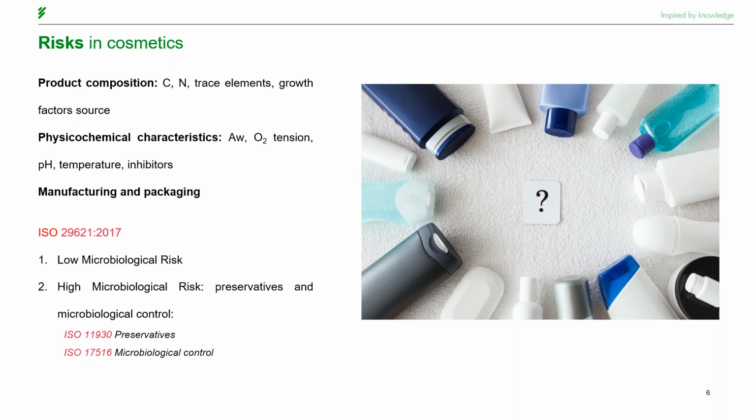So we have that according to ISO 29621, some low risk products identified due to the compliance and combination of the above would be powders, loose or compact, lipsticks, toners that have alcohol in the formulation, antiperspirants, and soap bars. And on the other hand, as a high microbiological risk, we would have emulsions, alcohol-free toners, and some gel preparations, which would require the addition of a preservative and also microbiological control.